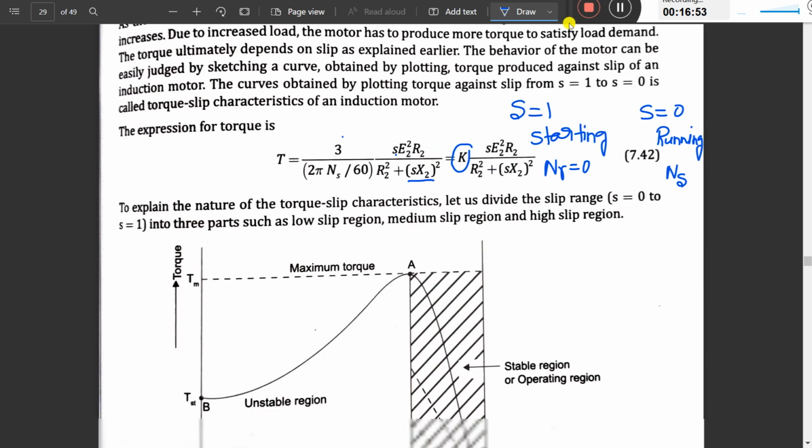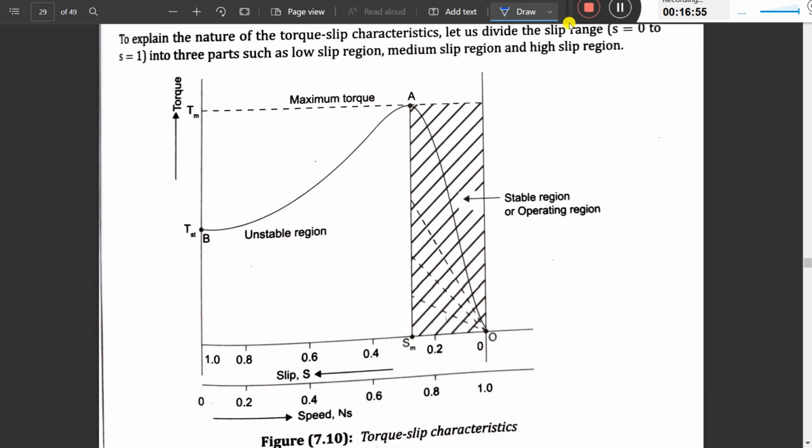If you observe the graph between torque and slip, this is the most important thing in your exams. You have to write this equation and draw this graph. It is a graph drawn between the torque and slip. Observe the slip values from 1 to 0. At the starting, the slip is equal to 1. At running, the slip is near to 0, about 0.2. It is the slip value.